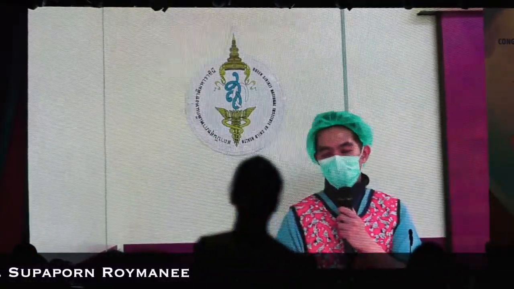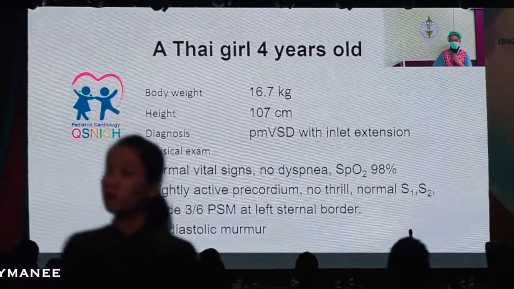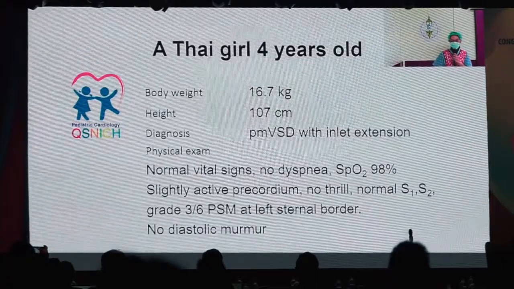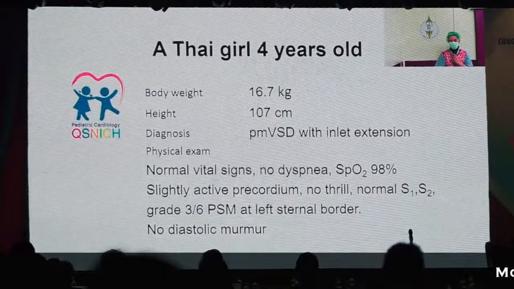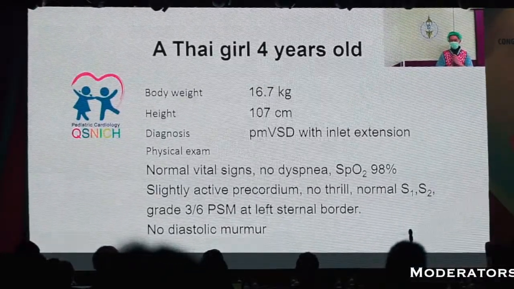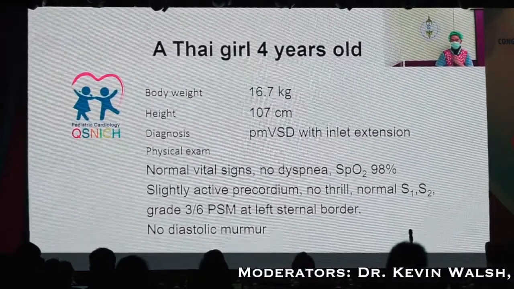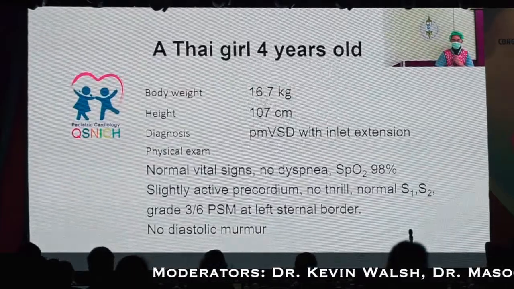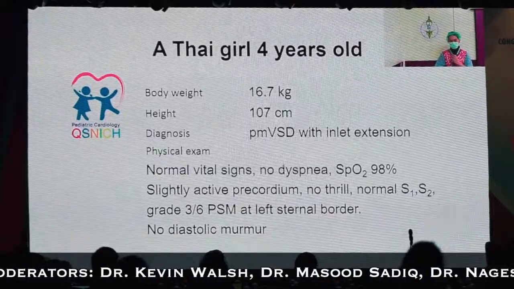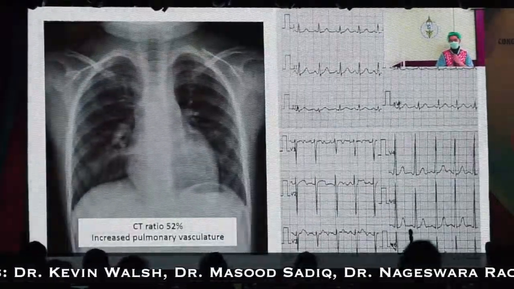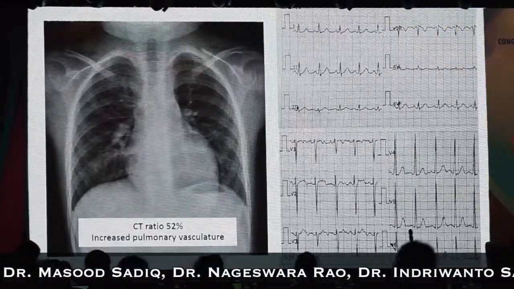My child is 4 years old. Her body weight is 16.7 kg. Her height is 107 cm. Her diagnosis is clinical VSD with elective closure. Her physical exam shows normal hydroxide of the top of Australia and full of stem cells. Slightly active precordium, no thrill. Grade 3/6 pansystolic murmur at the left lower sternal border. The normal second heart sound. Her chest X-ray demonstrated mild cardiomegaly and mildly increased pulmonary vasculature.